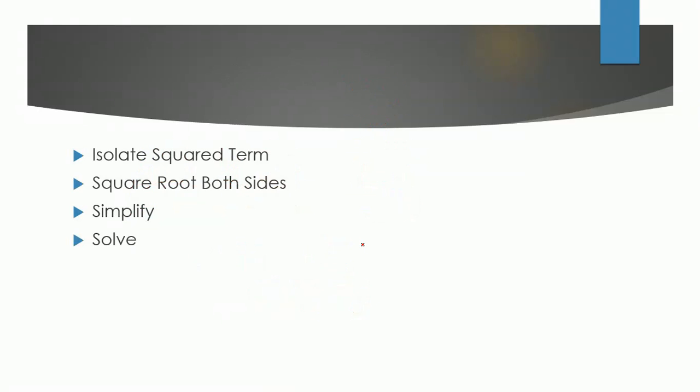Now let's get into the solve by square root part of this video. So here are the steps that you're always going to want to take. You're going to isolate the squared term, AKA you're going to get him on his own side with nobody else with him. You're going to square root both sides, you're going to simplify, and then you want it to be x equals.